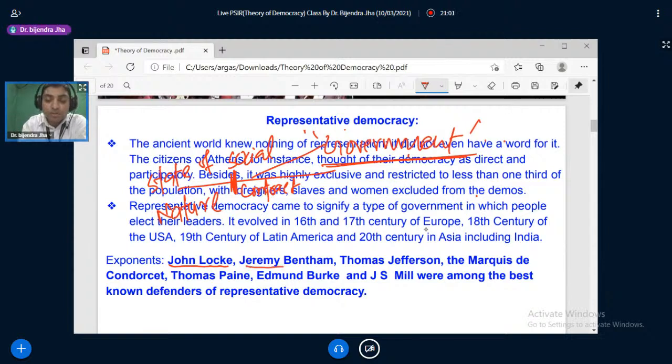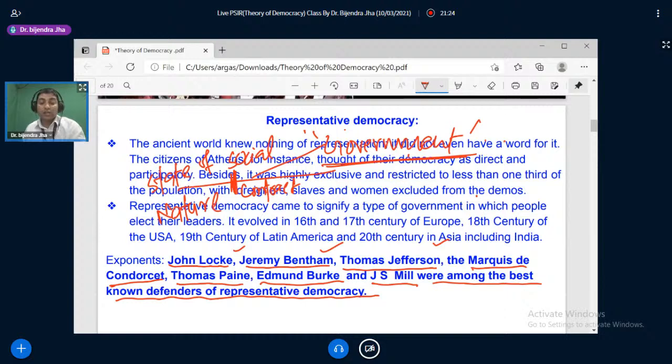Jeremy Bentham supports the same thing, right? So the exponents are John Locke, Jeremy Bentham, Thomas Jefferson, who was an American theorist, Marquis de Condorcet, Thomas Paine, Edmund Burke, and J.S. Mill, who were among the best known defenders of representative democracy. ये लोग अगर representative democracy का नाम आए तो आप इनका नाम जरूर लिखें कि they are the best known defenders of representative democracy.